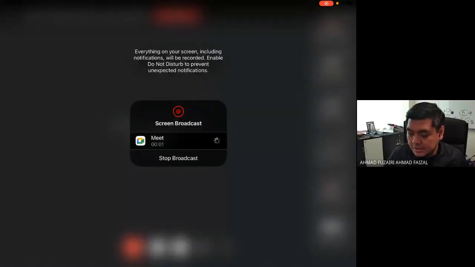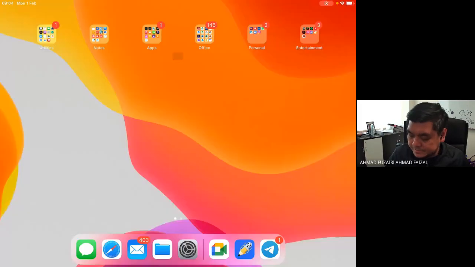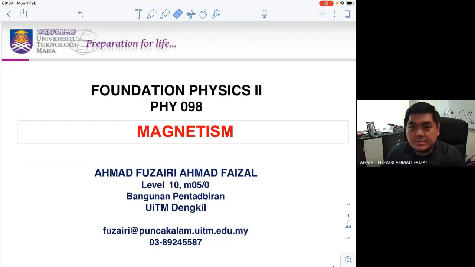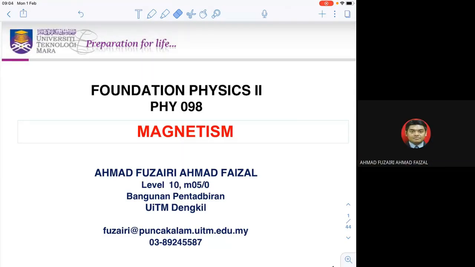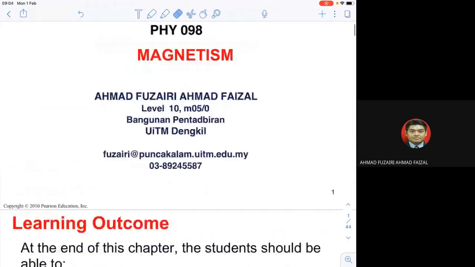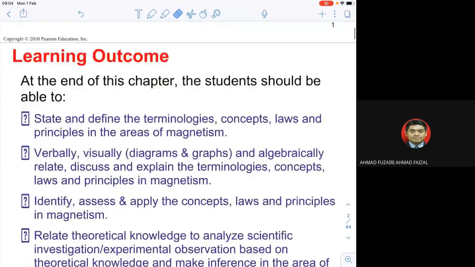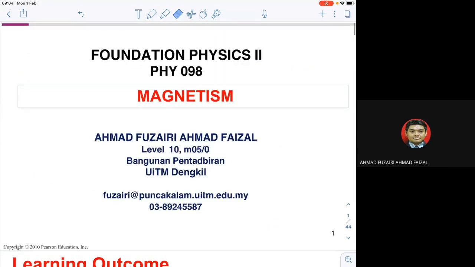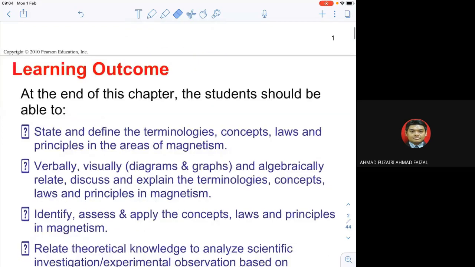Okay, so let's continue our lessons on magnetism. This is the topic of magnetism, which we learned last week. We will continue this topic from last week's lesson, where we stopped at the force of magnetism. So let's do some recap.